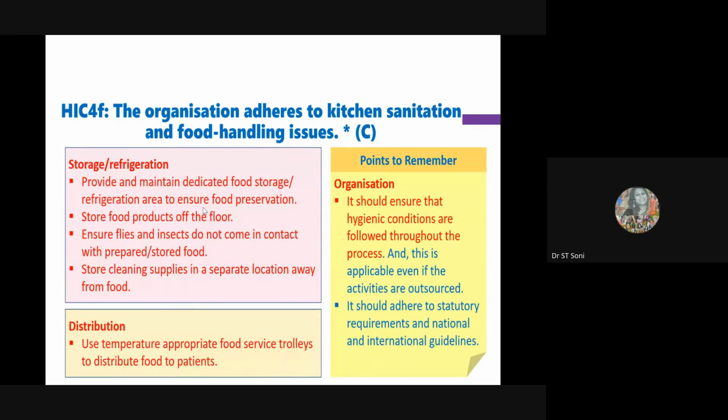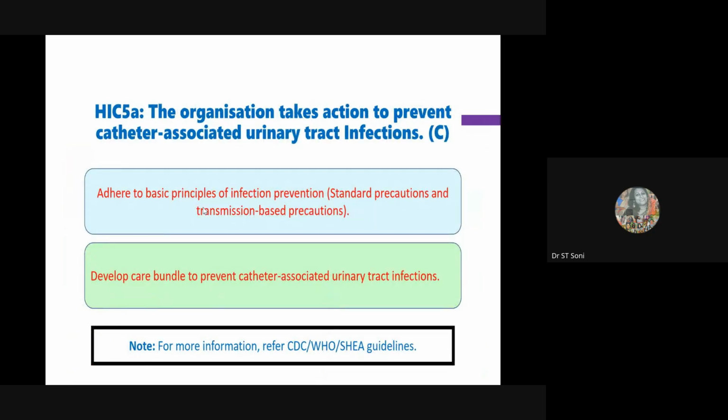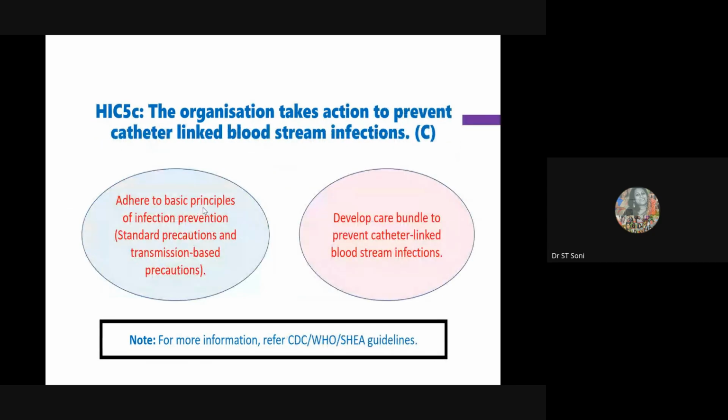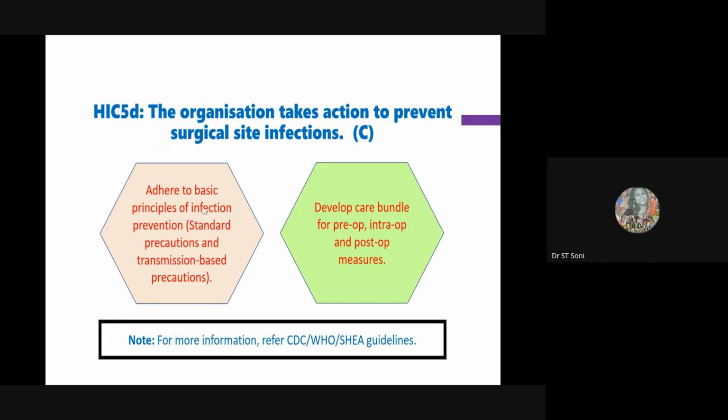So kitchen sanitation and food handling, we need to have a dedicated storage, refrigeration, distribution at appropriate temperature, and the personal protective equipment to be worn while distribution of the food. Most importantly, the four healthcare associated indicators are there, which are called the catheter associated urinary tract infection, ventilator associated pneumonia, catheter linked bloodstream infection, and the surgical site infection. So we need to make certain bundle care.